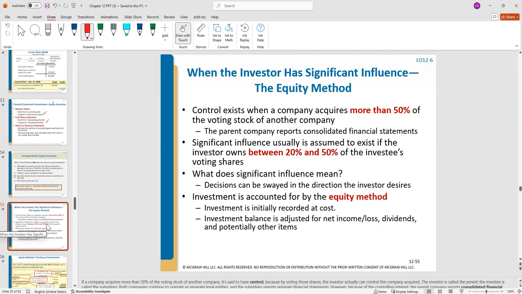But that was the first one, fair value through net income. Very similar to what you would have seen in kind of like your intro accounting class. But the only change there is we have to track the fair value changes in net income.